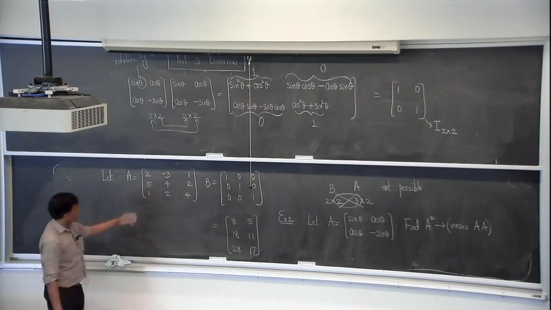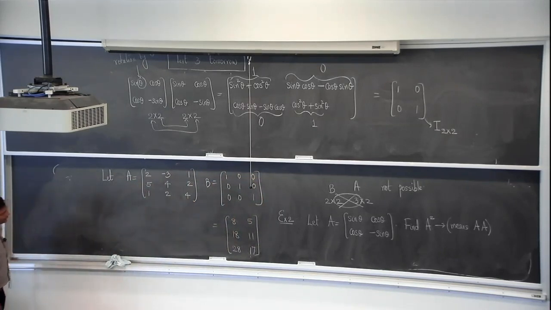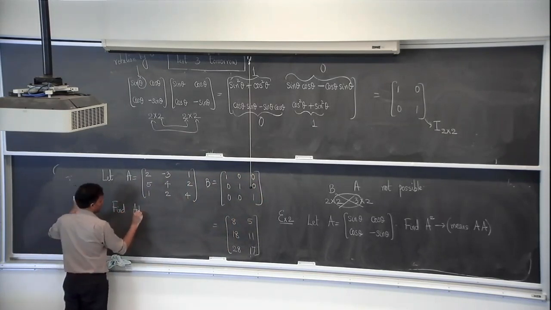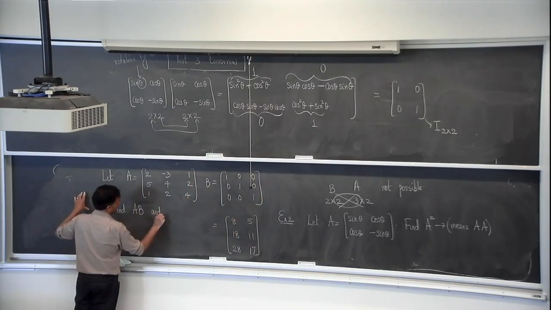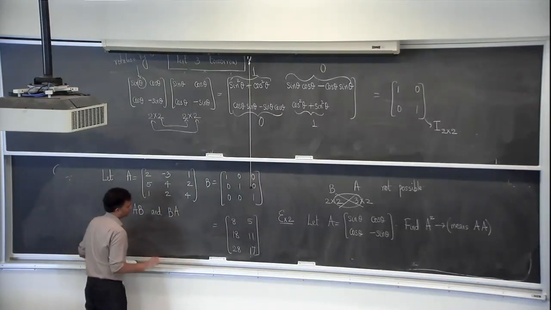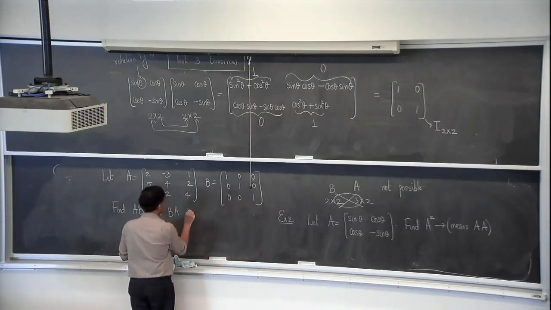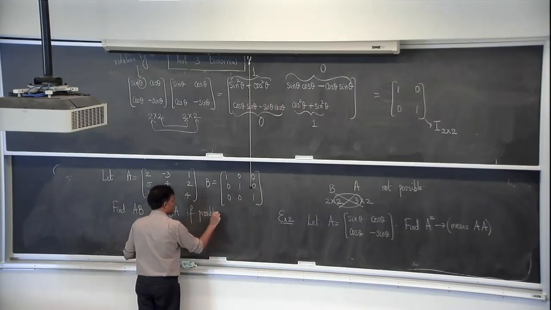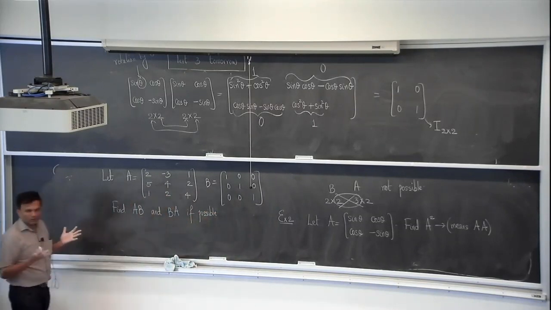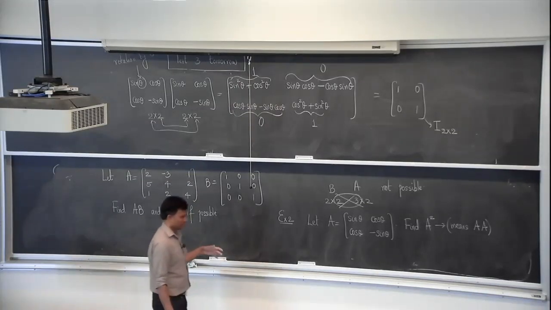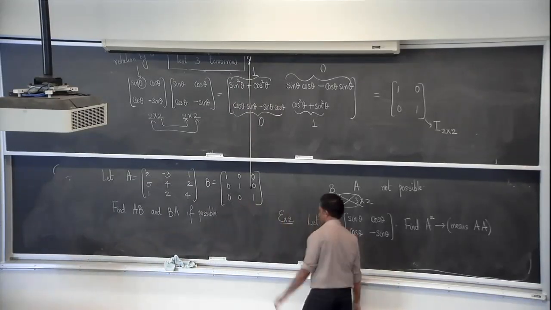So let A be this matrix, B equal to the 3 by 3 identity matrix. Find A times B and B times A if possible. And also, once you get these answers, just observe and tell me what you see there. So that might answer the question as to why this is called the identity matrix.